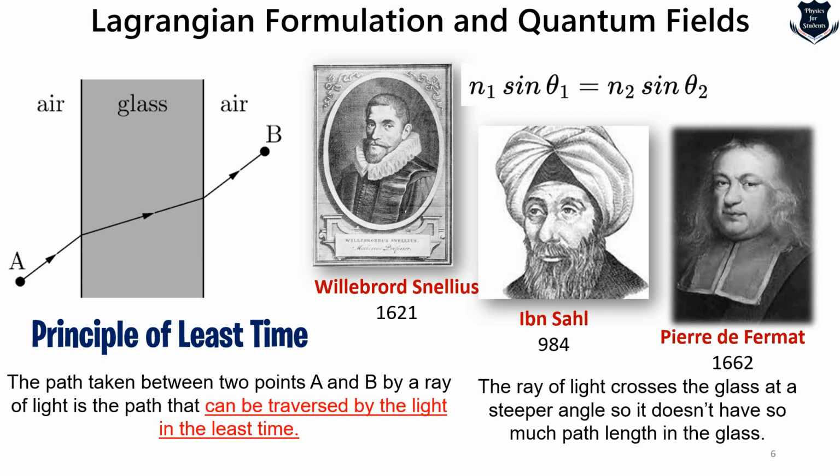Now, because light travels more slowly in glass than in air, the ray of light across the glass will be at a steeper angle, so it doesn't have so much path length in the glass. If the light ray were taken to be straight, the line path from A to B would be longer. This is what is called the principle of least time. The path taken between A and B by a ray of light is the one that can be traversed in least time. So this is Pierre de Fermat's deduction of the principle of least time from Ibn Sahl.